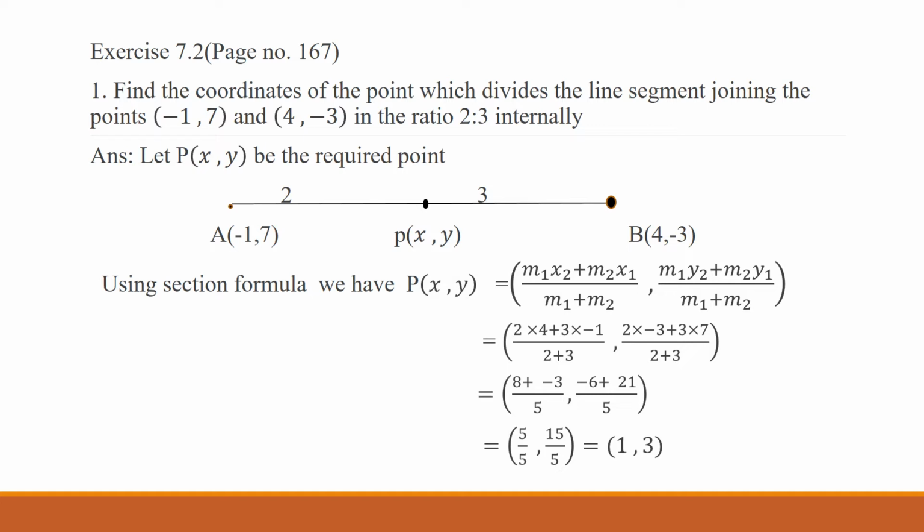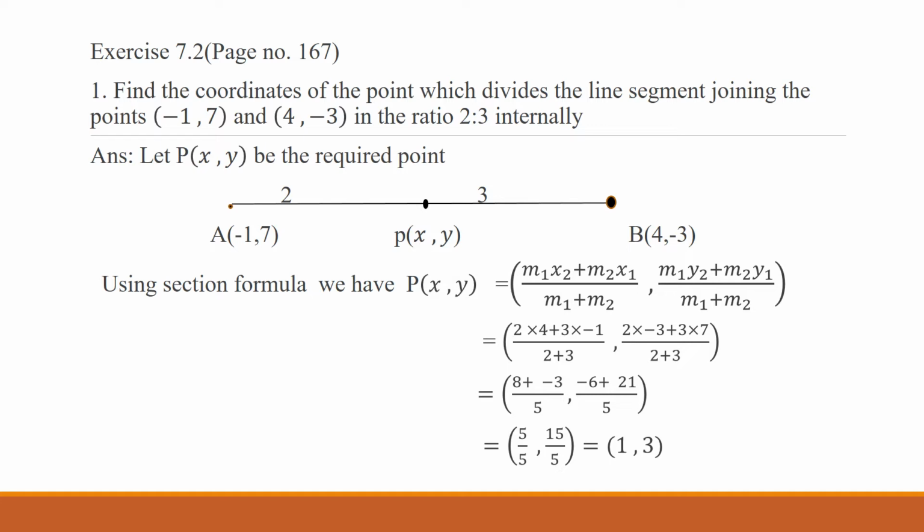Using section formula, we can see the section formula is (m1 x2 plus m2 x1) by (m1 plus m2), comma, (m1 y2 plus m2 y1) by (m1 plus m2). Here the ratio is 2:3. That means m1 is equal to 2 and m2 is 3. Similarly, the coordinates of A are taken as x1, y1. Coordinates of B is taken as x2, y2.